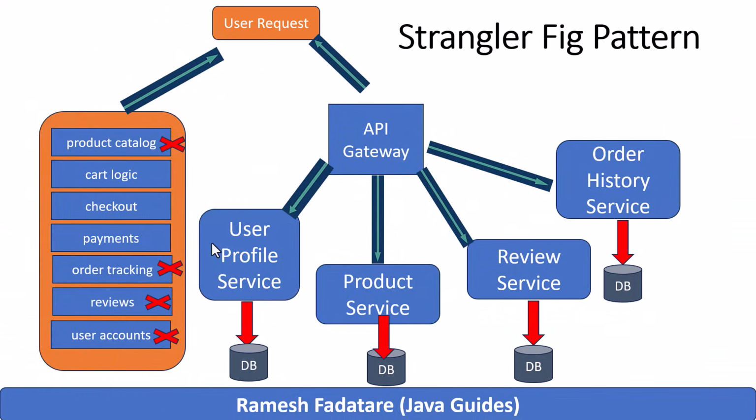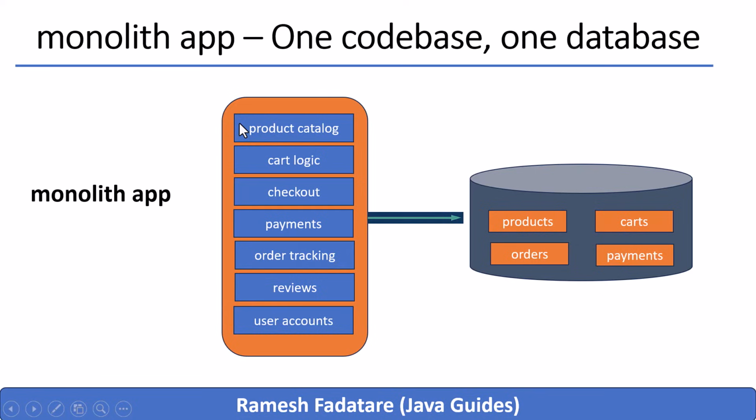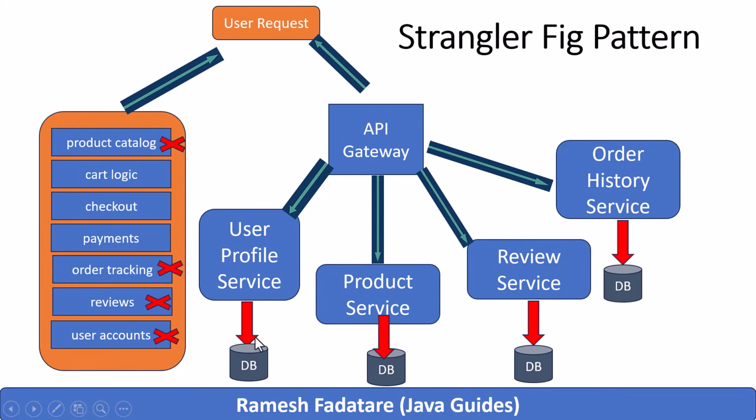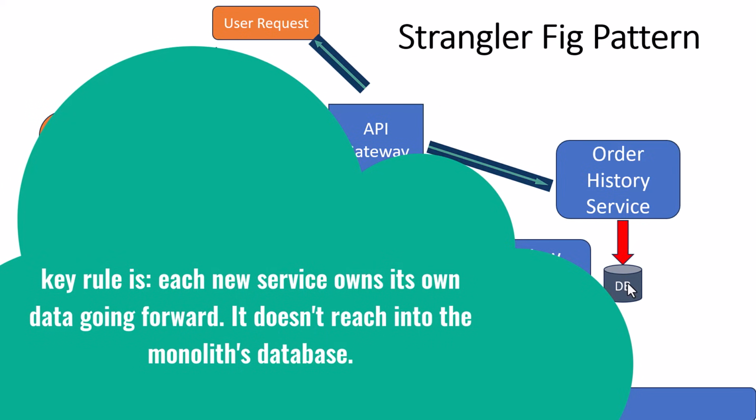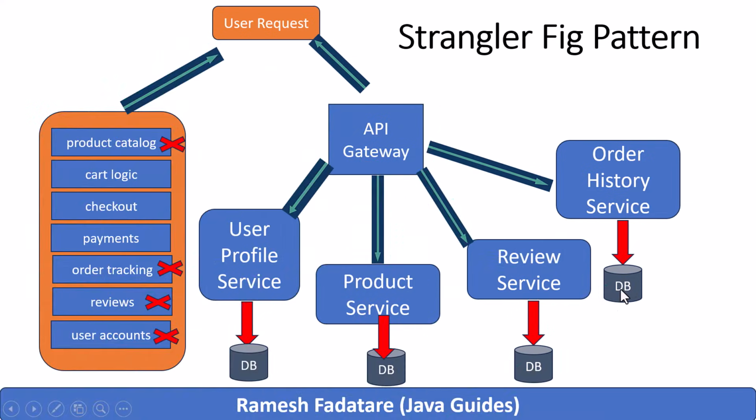You might be wondering, what about the database? In many cases, the monolith has one massive database. When you extract a feature, you copy the relevant tables to a new service database, or you set up sync jobs or events or temporary read-through APIs. It depends on your setup, but the key rule is each new service owns its own data going forward. It doesn't reach into the monolith's database. And when you need to connect things like checking inventory while placing an order, you do that through APIs between services, not shared tables. That's how you slowly cut off the monolith's roots without chopping it down all at once.